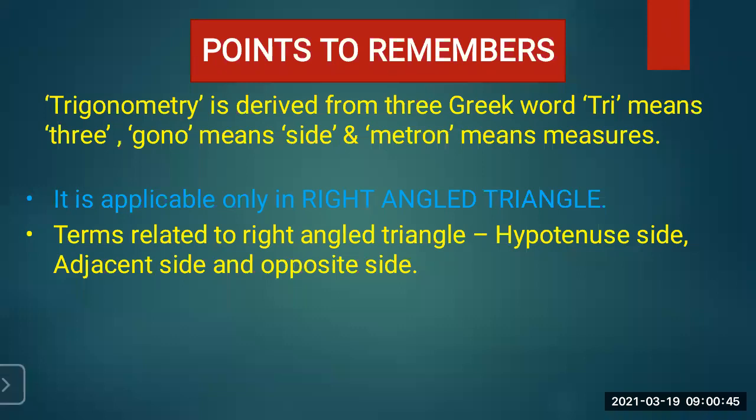The next point, that is also very, very important, students, is that all of you know the right angle triangle. The measure of the right angle is what? 90 degrees. So what are the terms which are related to the right angle triangle? That is the hypotenuse side, adjacent side, and the opposite side. So these terms you should know when it comes to a right angled triangle. I am talking about the right angled triangle, which means it is a closed triangle.